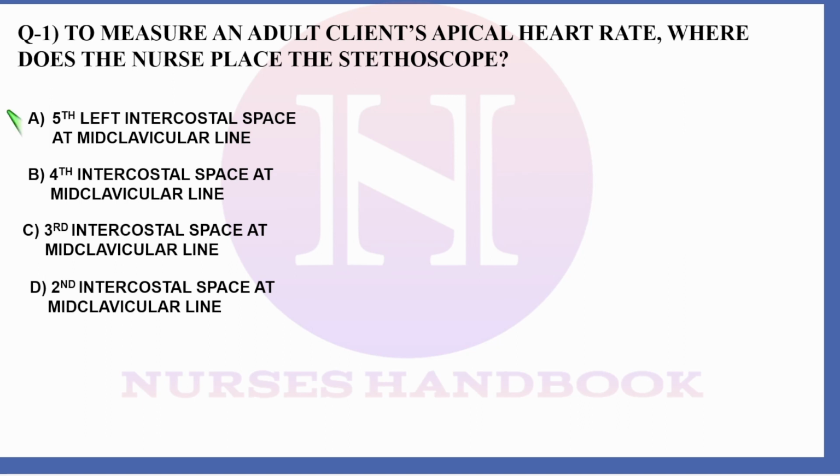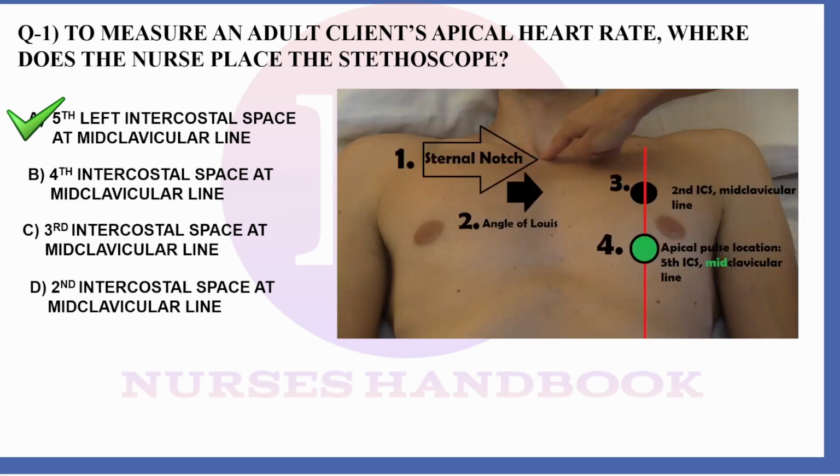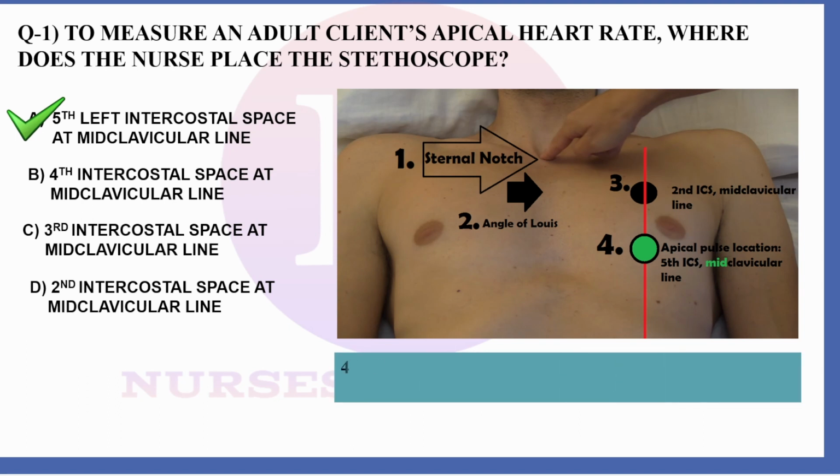And the correct answer is option A, fifth left intercostal space at the mid-clavicular line. As you can see here in the picture, in adults, the apical pulse is palpated at the left intercostal space at the mid-clavicular line, whereas in infants and young children, the apical pulse is felt at the fourth intercostal space.